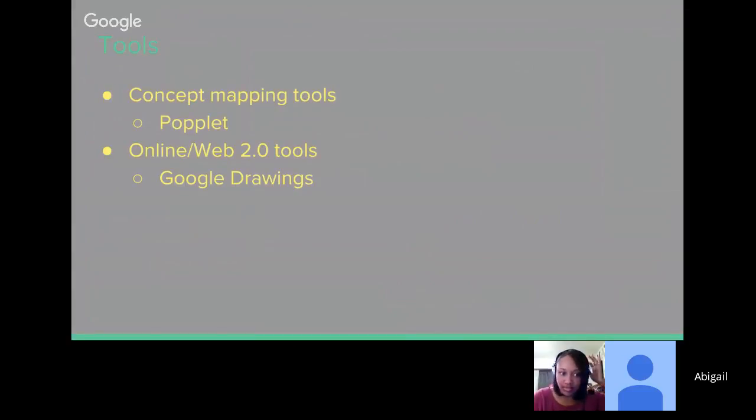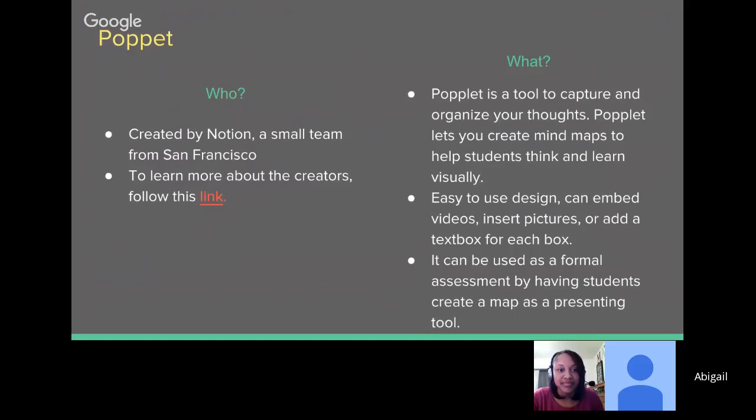Now my two tools are a concept mapping tool, and an online Web 2.0 tool, and that's Google Drawings. So first is Poplet, it was created by a small team from San Francisco. And to learn more about these creators, you can follow this link.